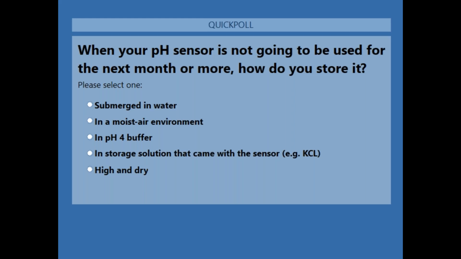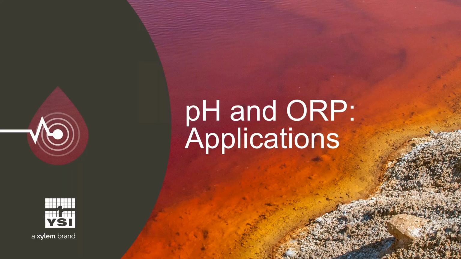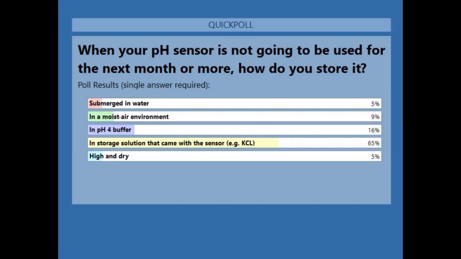I do thank you for all the responses. Thank you for participation. Much appreciated. It's really nice to have feedback live. That makes it so we can tailor it to what you need to know. So let's see what we have here. 65% of you keep that in the storage solution that came with the sensor. That is the best answer. It's not the only right answer though.